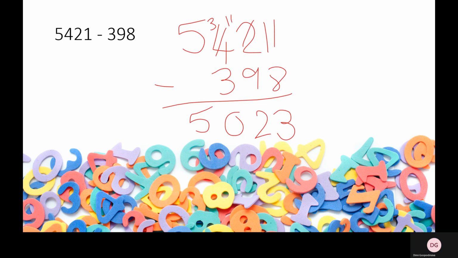However, 1 take away 9 is impossible, so we'll need to exchange and borrow from the hundreds. So then we have 11. 11 take away 9 is 2. And in the hundreds column, we're left with 3. 3 take away 3 is 0, and then 5 take away 0 is 5.